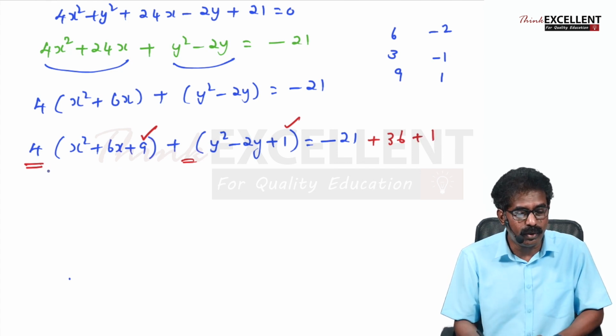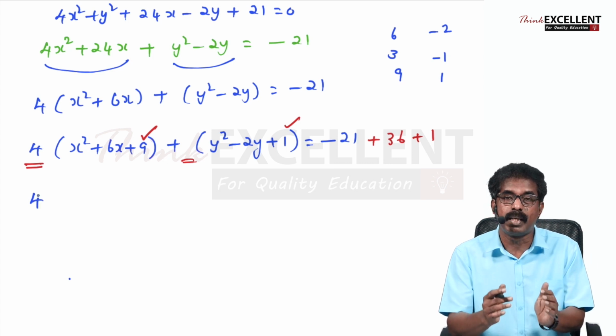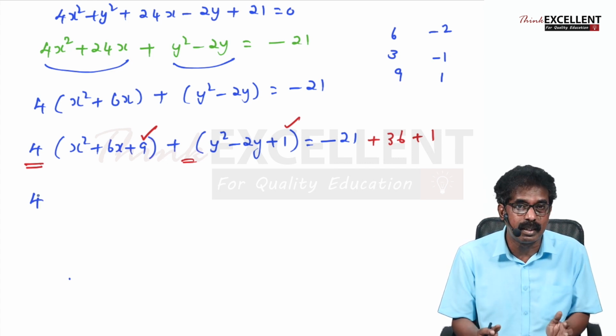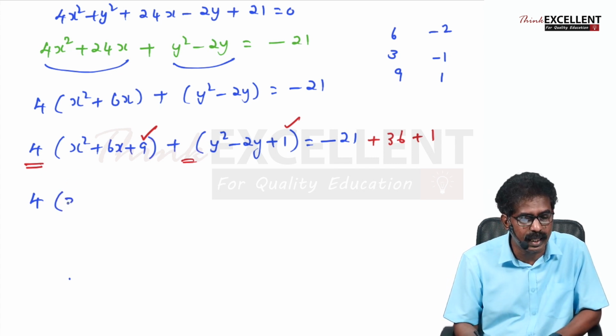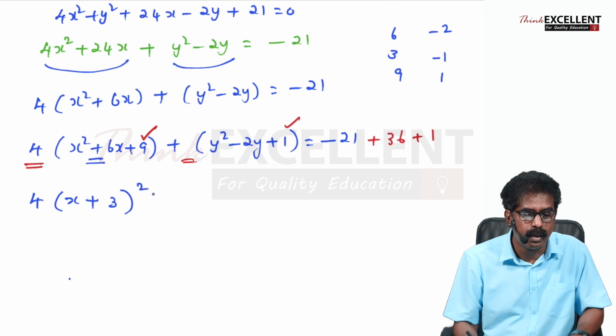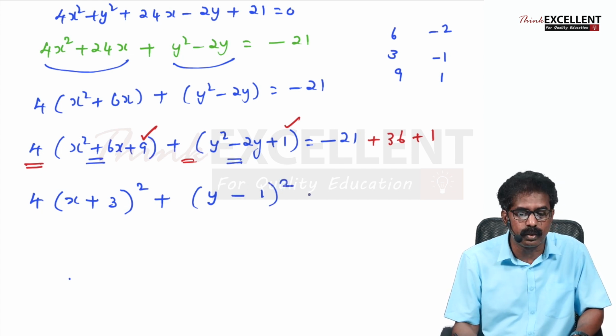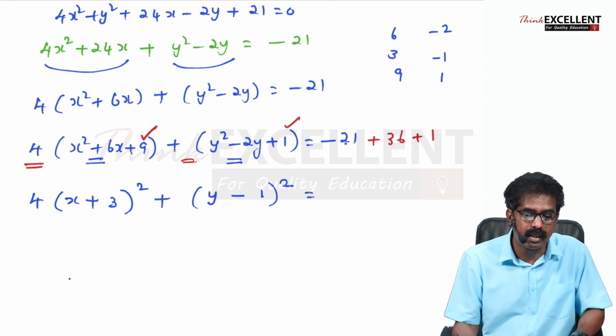Now the next step: 4 into the term inside the bracket will be either a plus b the whole square or a minus b the whole square, depending on the sign. The first number is the square root of x square, x. The last number 9, square root 3. In between here is plus. So here x plus 3 the whole square. Plus, next one is y square, square root y. Last one 1, square root 1. In between the sign is minus. So here y minus 1 the whole square equal to 36 plus 1, 37, minus 21. You will get 16.